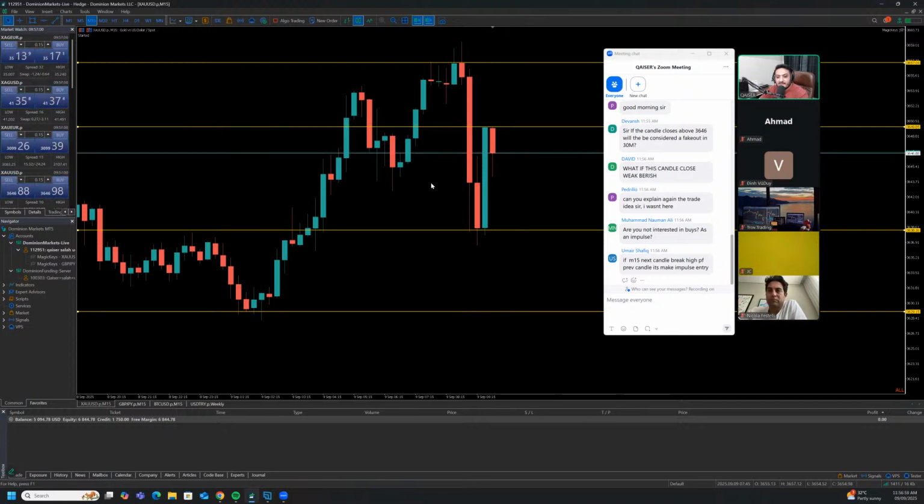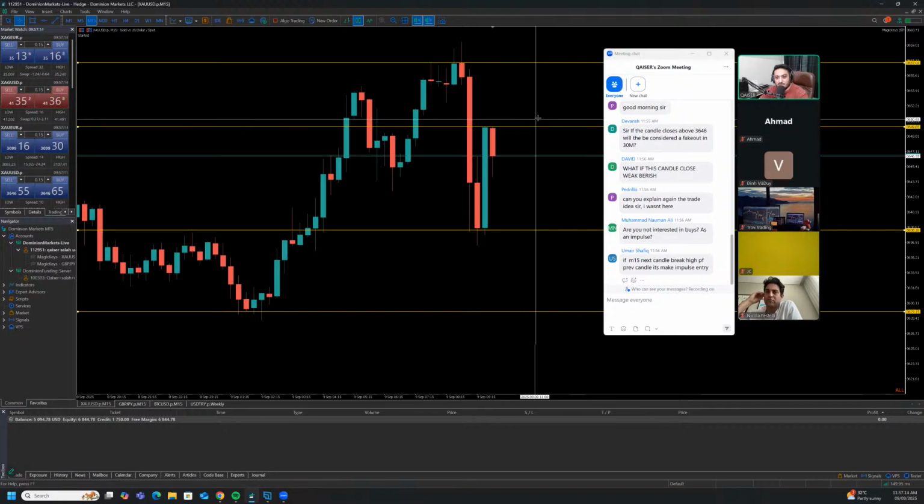Can you explain again the trade idea, sir? I wasn't here. Just waiting for this candle to close, then we'll take some decision. Are you not interested in buys as an impulse entry? Not yet right now. If I wanted to take a buy, the next candle should create a wick and break above the high or close above the resistance area. Then buys make sense to me, to be honest. So we'll see.